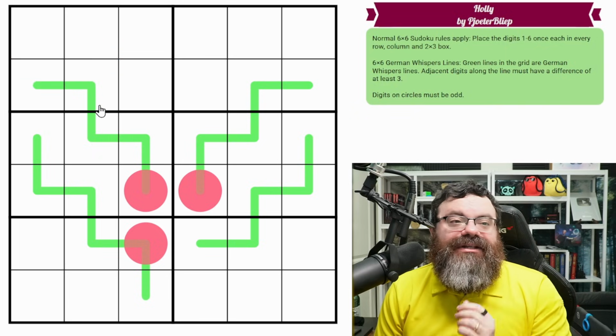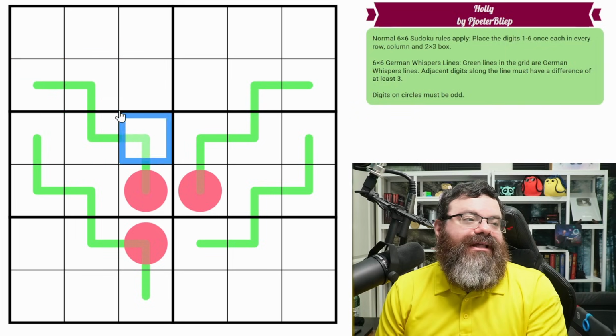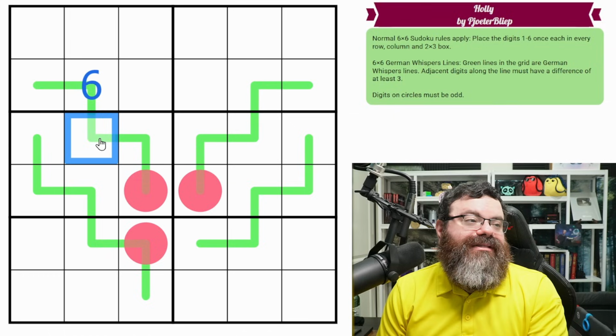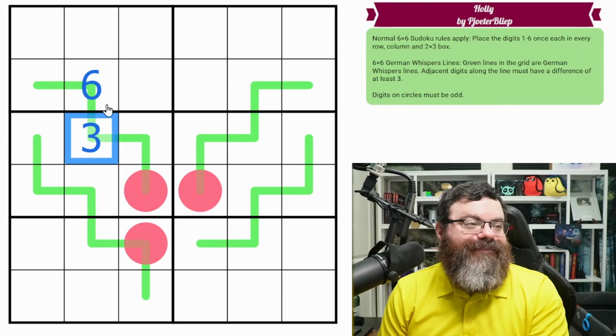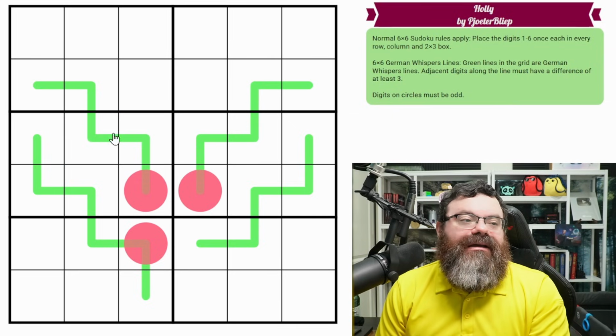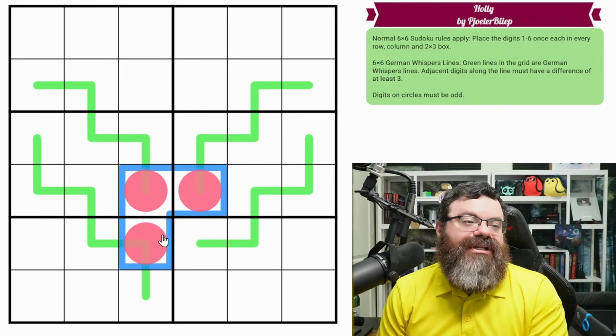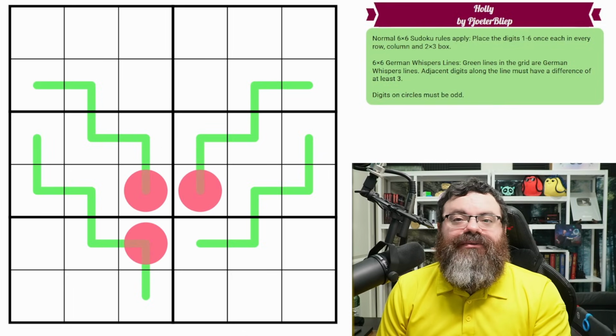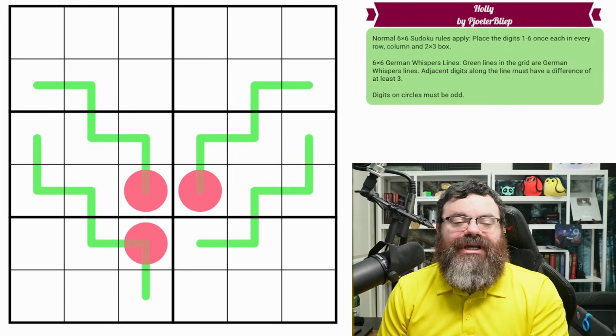All right. And that's all adjacent digits along the line. So if this ended up, say, a 6, then this could be a 1, this could be a 2, this could be a 3. All right. And then we also have these 3 circles in the grid. Those have to be odd. So just put an odd digit in them. And that's it. Those are the rules. There's a link in the description if you'd like to try the puzzle yourself. And I'm going to get started right now.